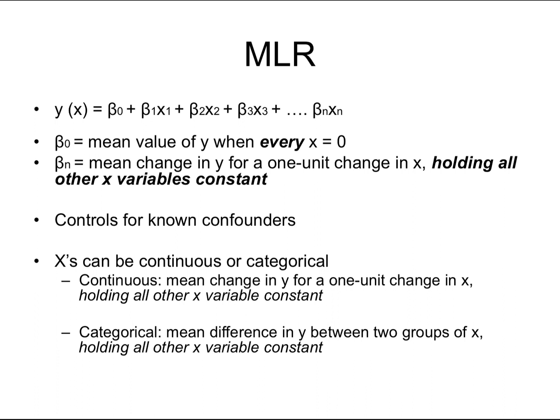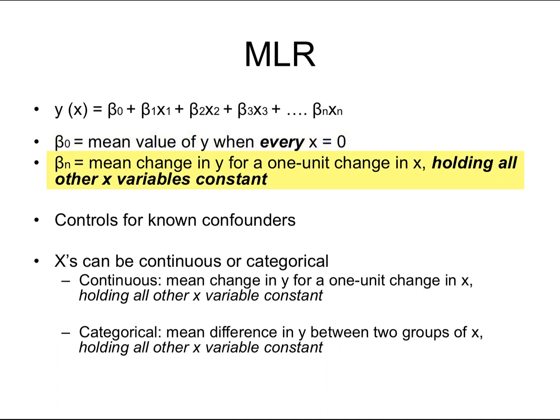Multiple linear regression is used to relate two or more explanatory variables to a single quantitative outcome variable. The regression equation is shown at the top of the slide here. The interpretation of the intercept and slopes is similar to simple linear regression, except that the intercept now refers to the mean value of y when all x's equal 0.